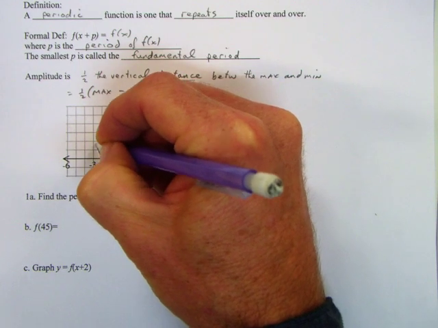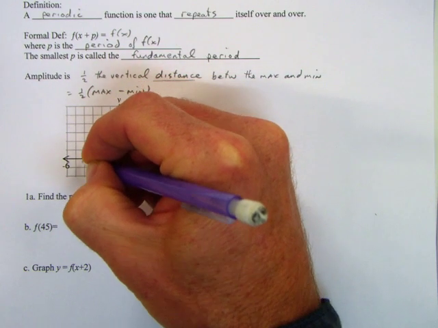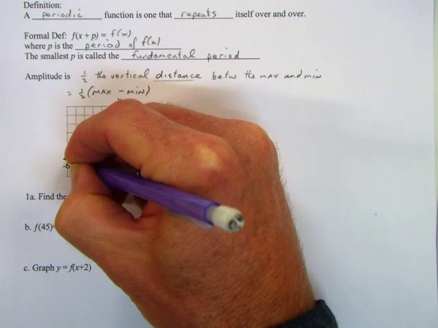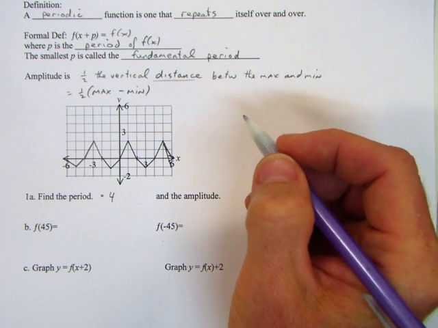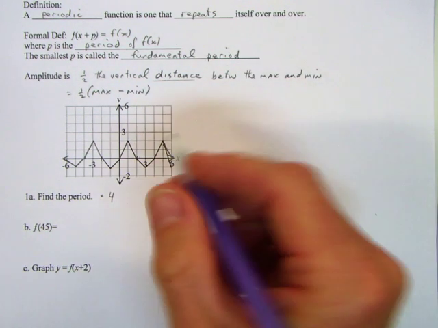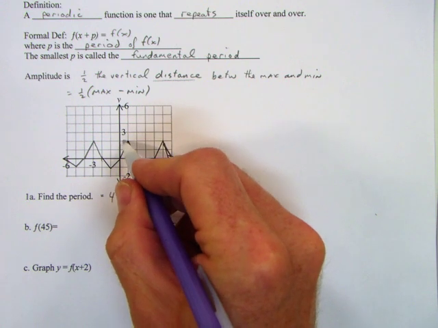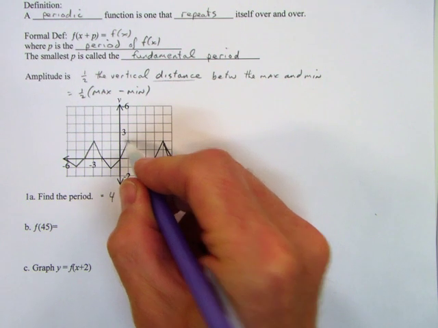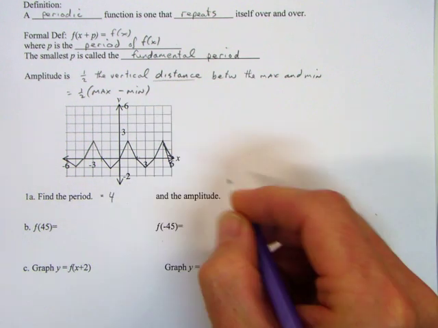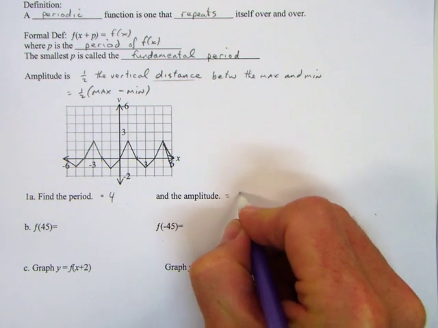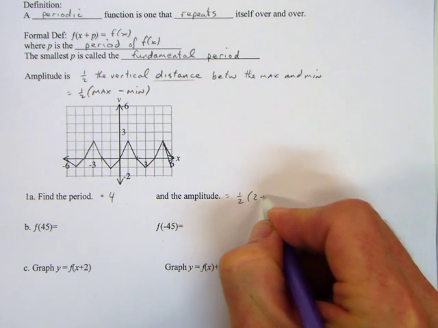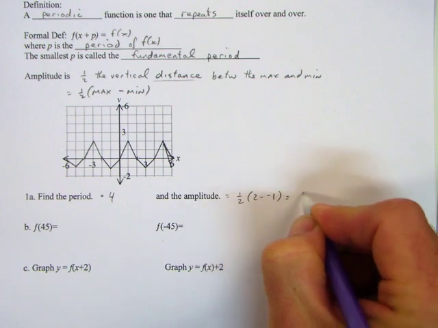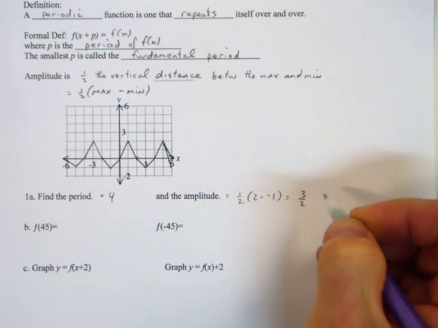This would be going up 2, down 2, and then down 1, up 1, and it just repeats over and over. What's the amplitude? Well, what is the max here? The max is 2. The min is -1. So the amplitude is going to be 1/2 of 2 minus -1, or 3 over 2.